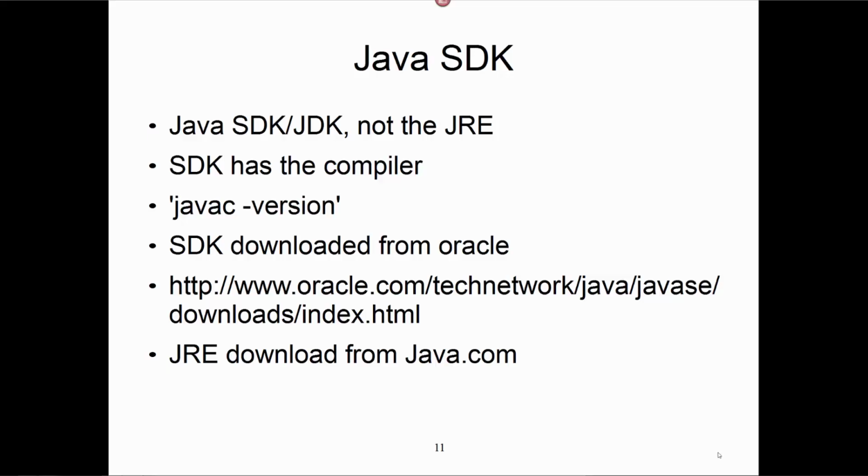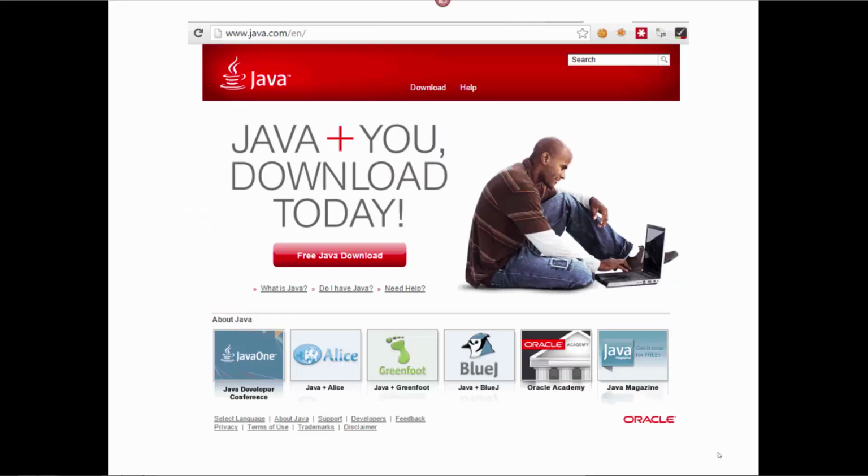We should generally just work with the most recent version that's on the Oracle site, because that's where we download the SDK. Generally, if I'm looking for the SDK, I will do a web search for Java SDK or Java JDK. This is the current URL for it, and you'll know that it's the right one when you find it because it's on the Oracle site. We download the JRE from java.com.